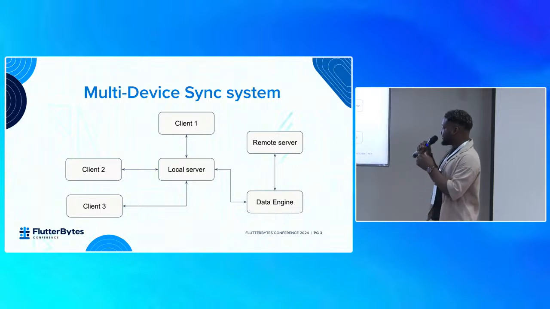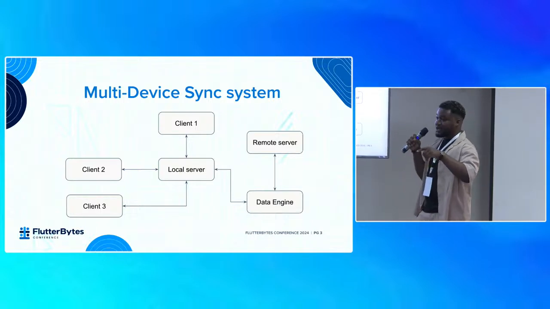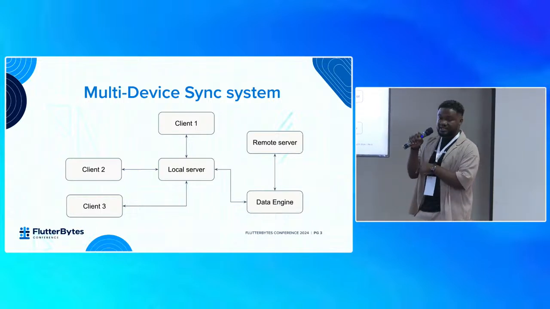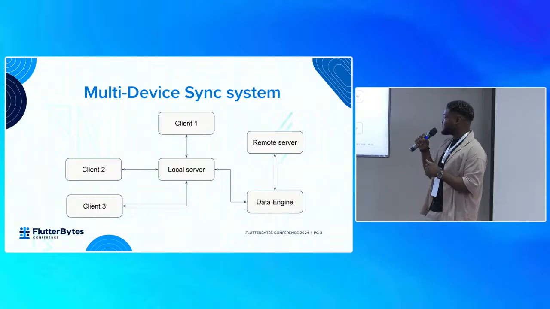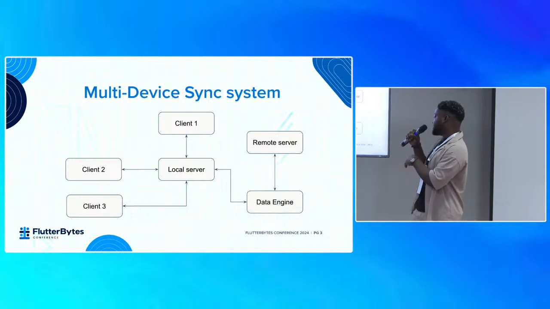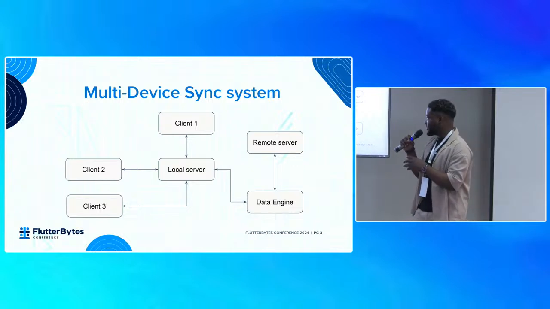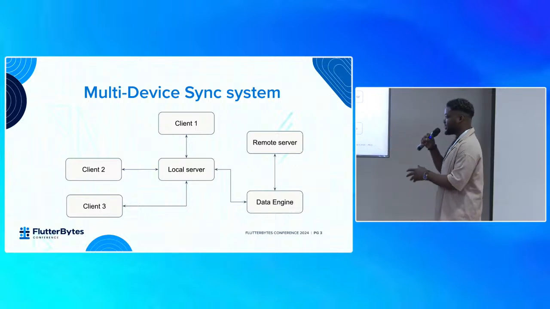So the first device has both the client and the server, and other devices are connecting to the local server of this device. And then we go from the local server to the data engine. The data engine is where we store the data, and then back to the remote server. So I'll give a more concrete example. Next slide.